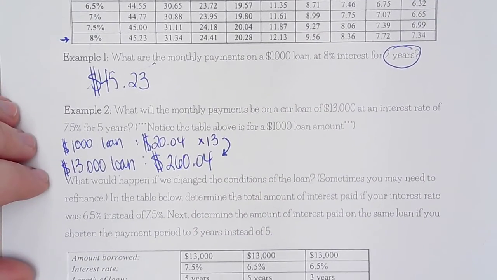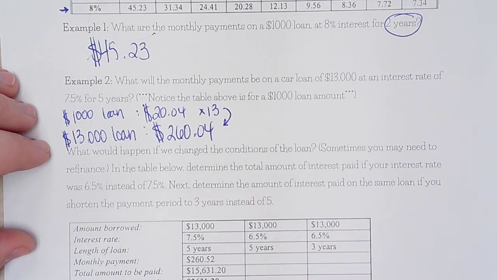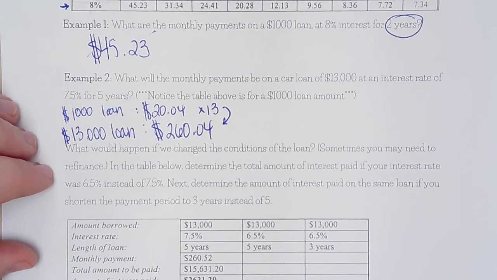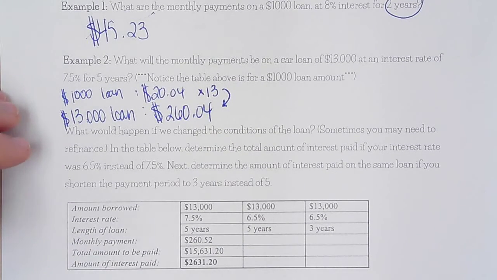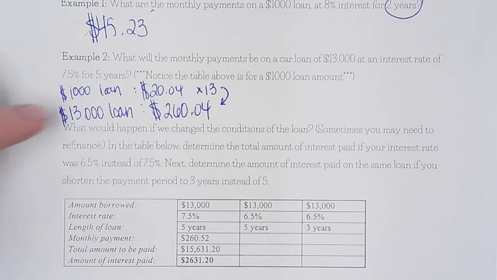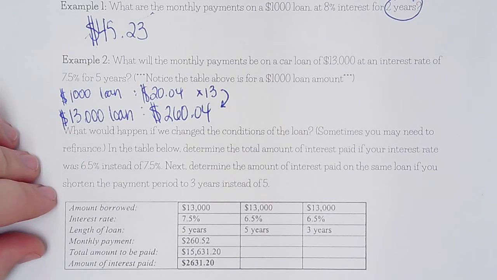So let's look a little further into this. What would happen if we changed the conditions of the loan? Well, sometimes you may need to refinance. So in the table below, we're going to determine the total amount of interest paid if your interest rate was 6.5 instead of the 7.5 like we were just talking about.